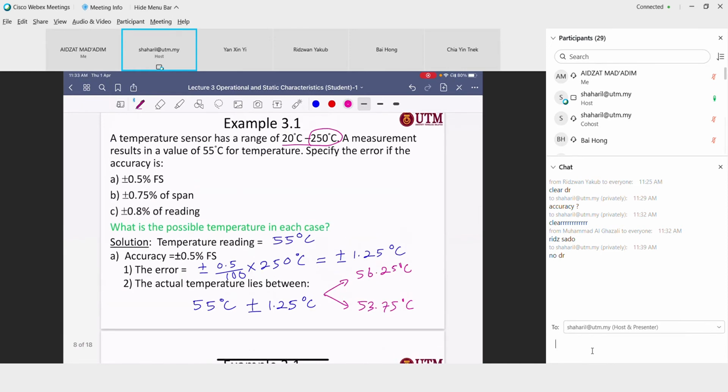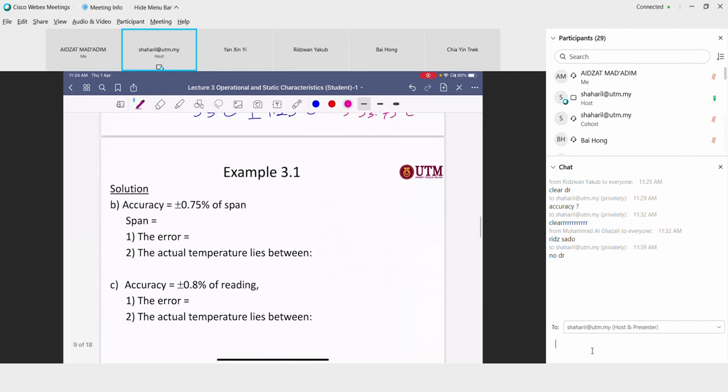Guys, you want to copy first or what? Copy first, okay. Copy and paste, and don't forget to distribute to your WhatsApp group, during the test and also the exam, okay.